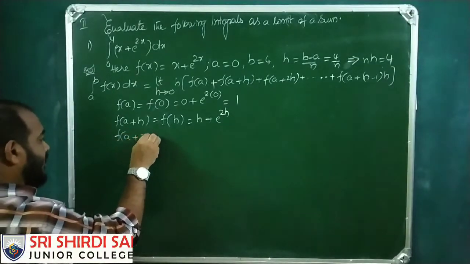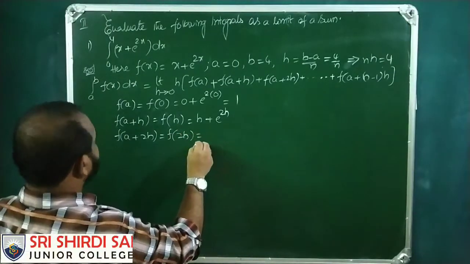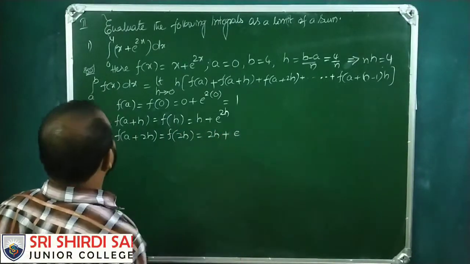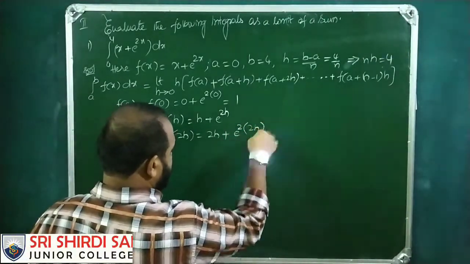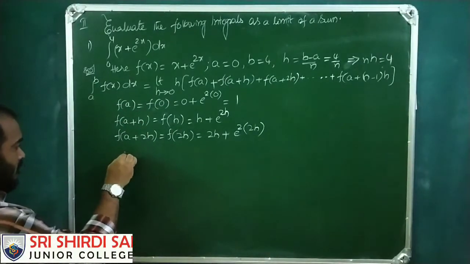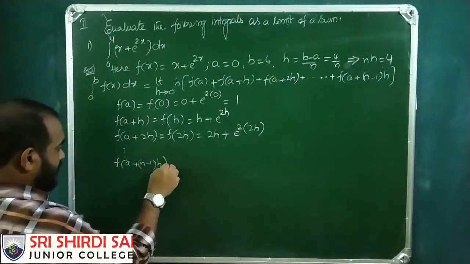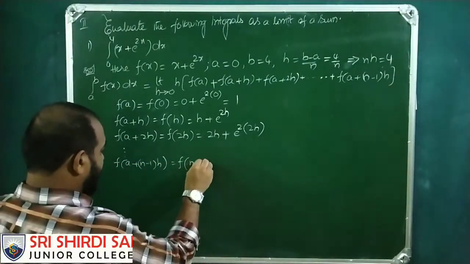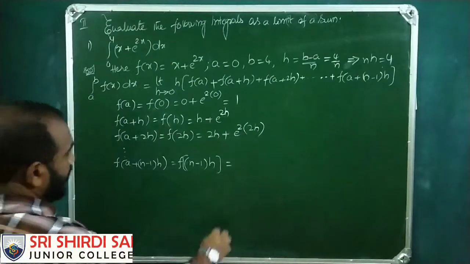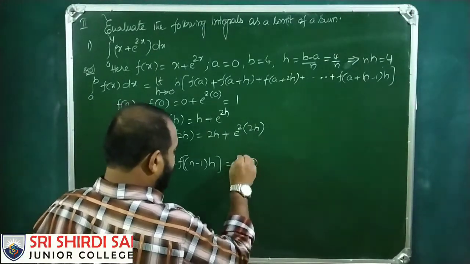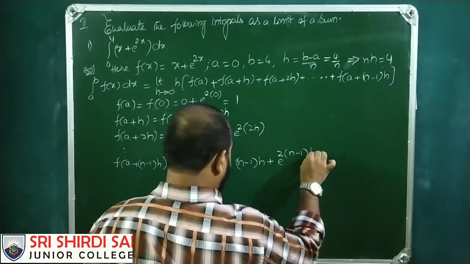f(a + 2h) = 2h + e^(2·2h), and so on, up to f(a + (n-1)h) = (n-1)h + e^(2(n-1)h).